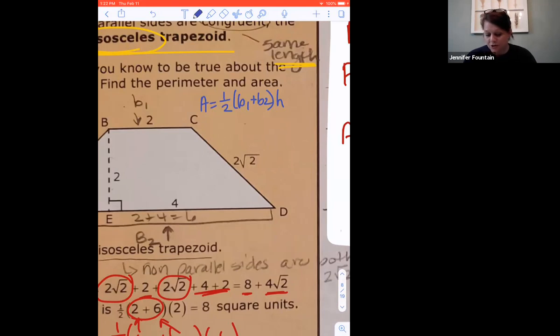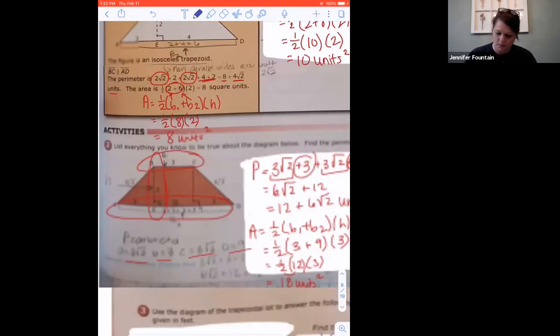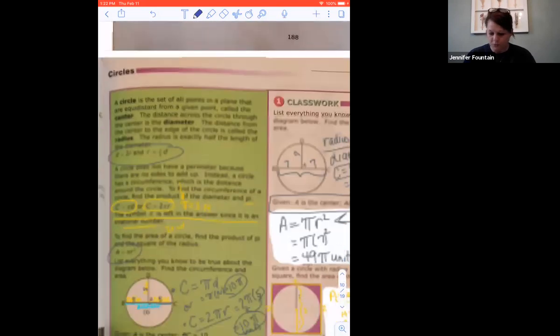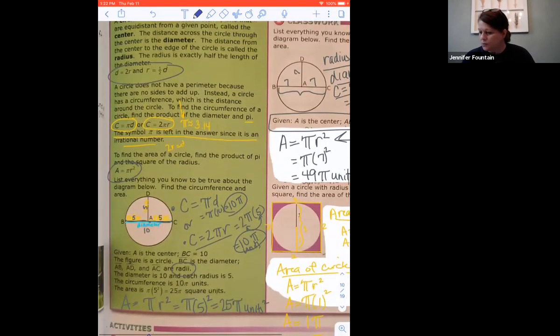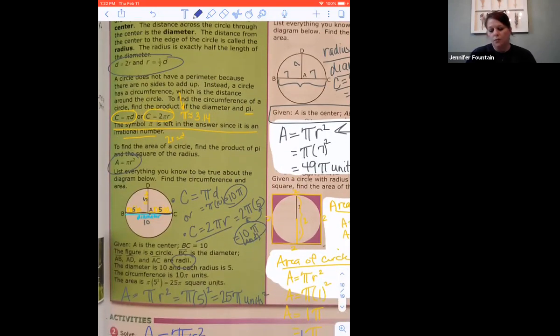And then we do have some on circles. So circles, remember, a radius is half of the diameter, and the diameter is 2 times the radius. So just remember your relationship between radius and diameter. Circumference is going to be either pi times d or 2 pi r.